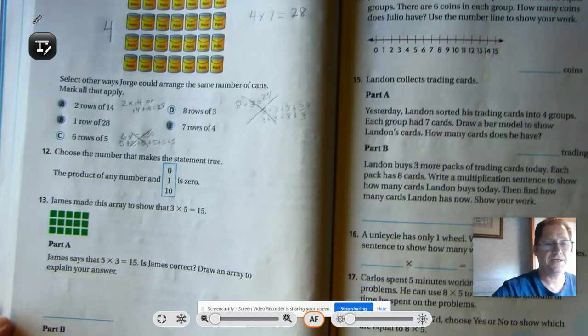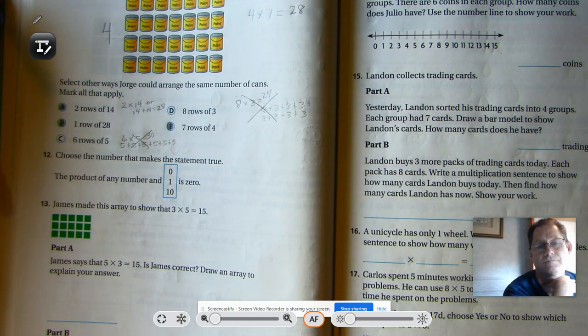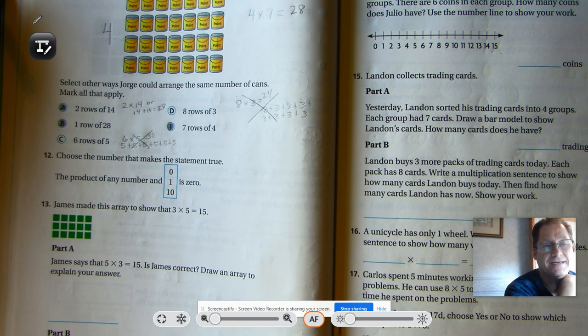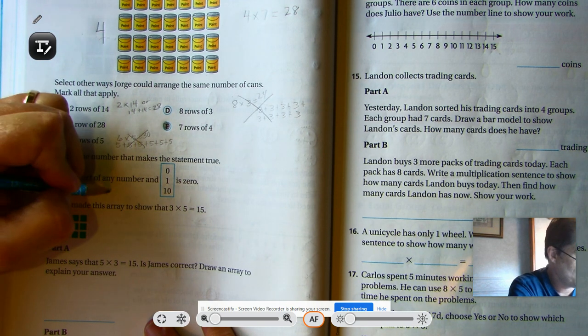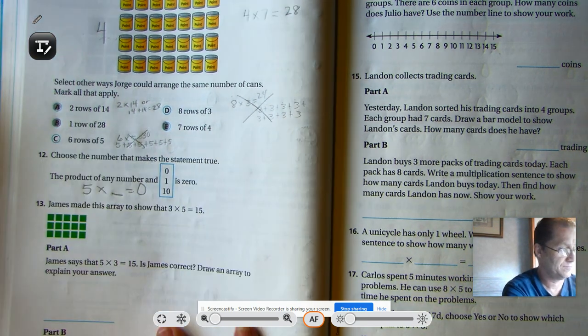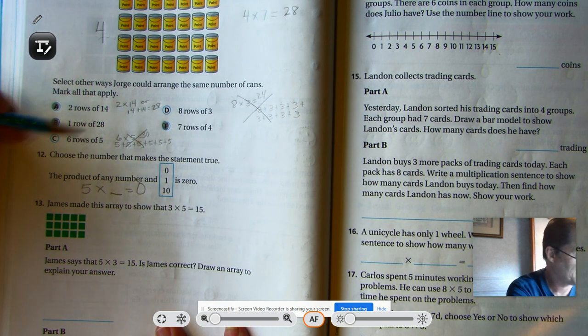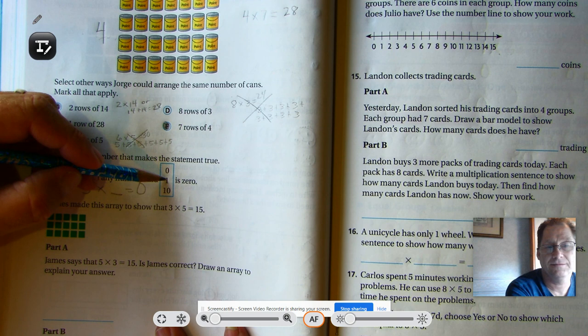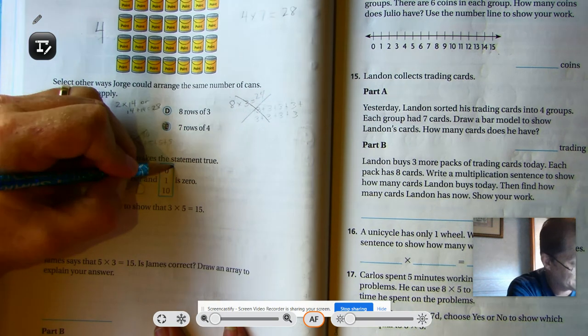Right, number 12, choose the number that makes the statement true. The product of any number and blank is 0. Product of any number, so 5 times what is 0? 5 times 10 is not 0. 5 times 10 is 50. 5 times 1, 5 ones is 5. 5 times nothing, 5 groups of nothing is nothing.